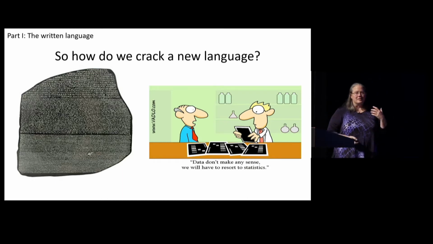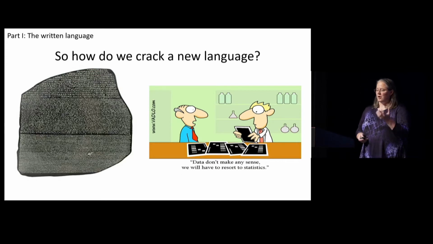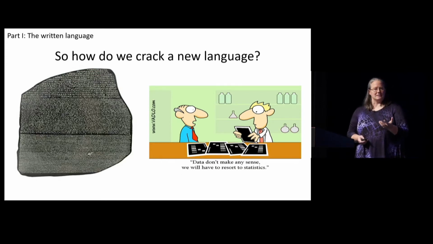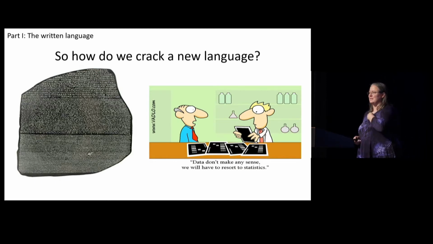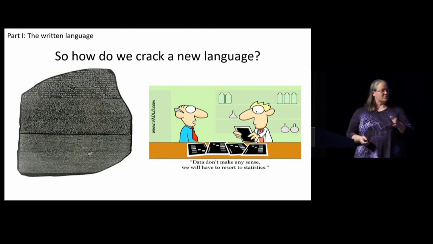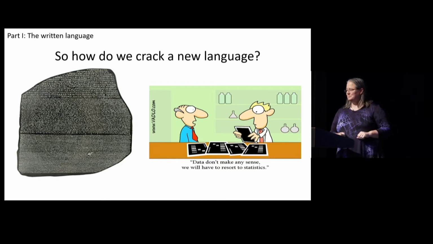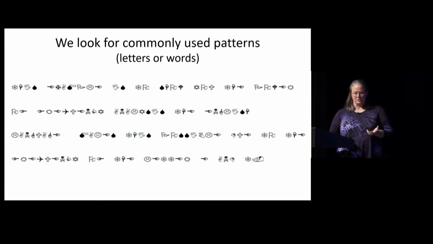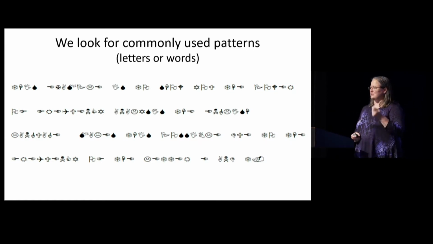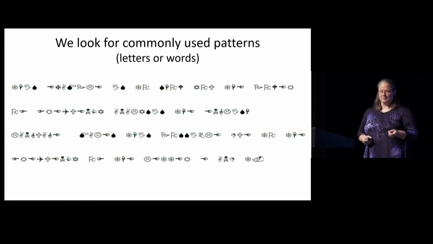So I'm not going to focus a lot today on a lot of the hard mechanistic details of the biochemists and the molecular biologists, but I'm rather going to take the data scientist perspective, and unfortunately that means it's a lot of statistics. So when we have a new language, one of our goals is to try to interpret what did the symbols mean. So here's an example.